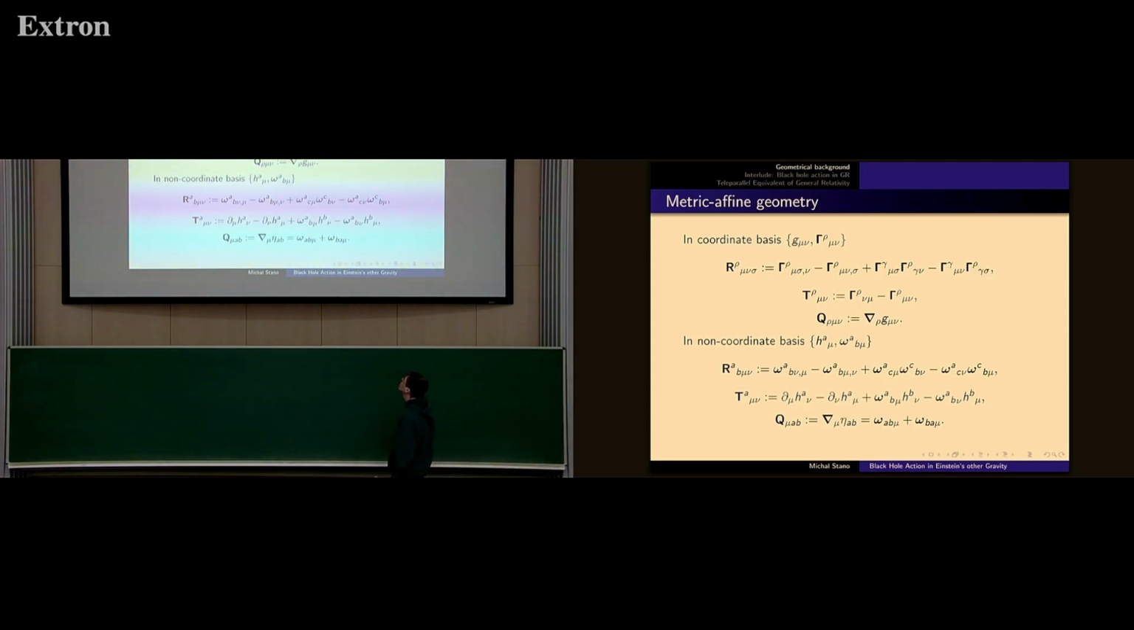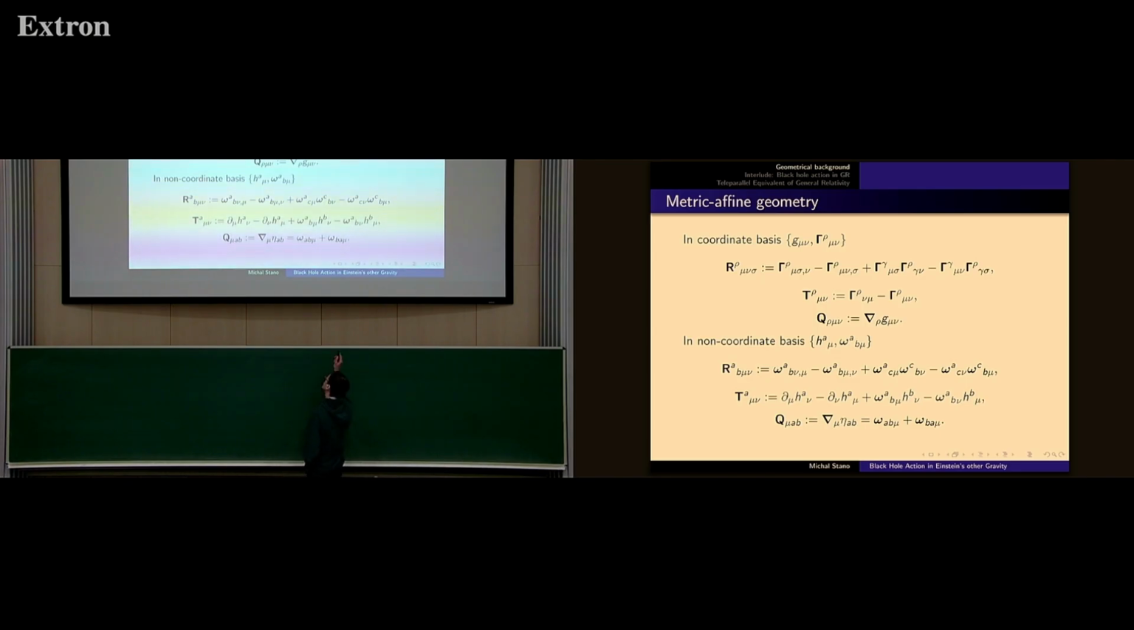So it turns out that in the case of coordinate basis, it's most natural to use a pair of variables in terms of the spacetime metric g mu nu and the connection coefficients gamma. And in this way, we define the following three tensors. Firstly, we define the standard Riemannian curvature tensor. In the second line, we define the torsion tensor. And in the last line, we define what is sometimes called the non-metricity tensor.